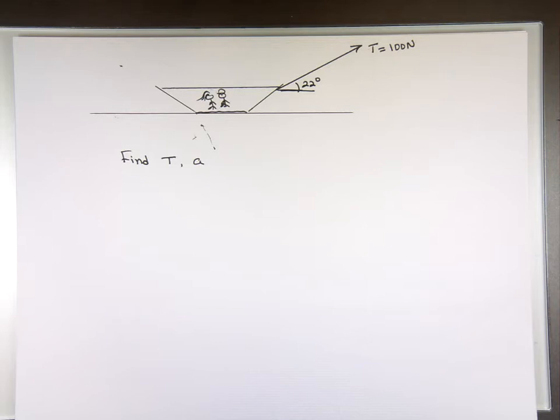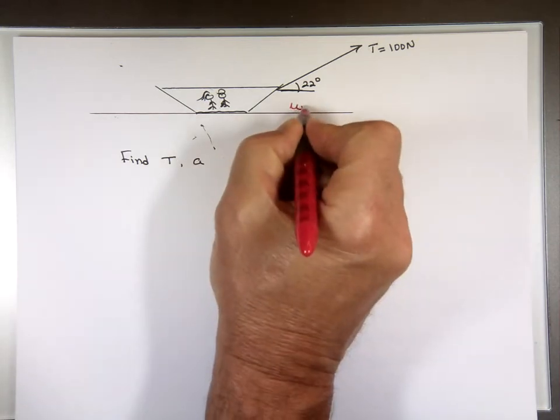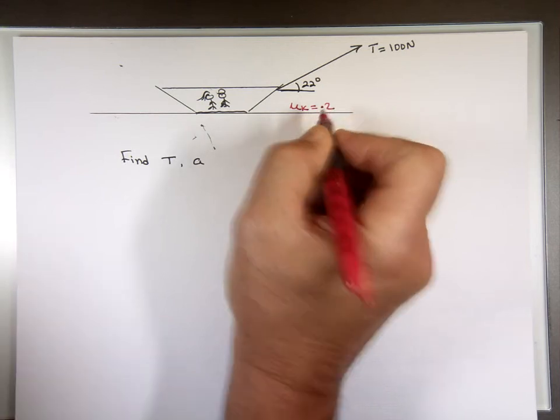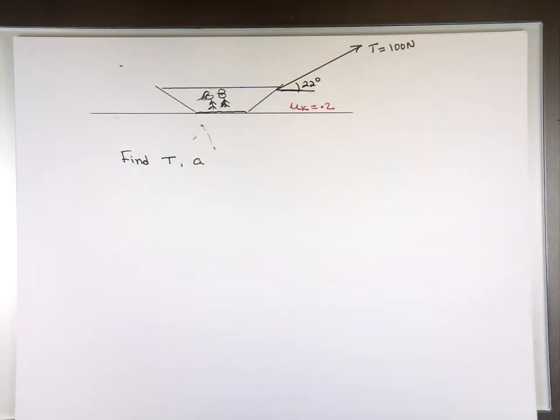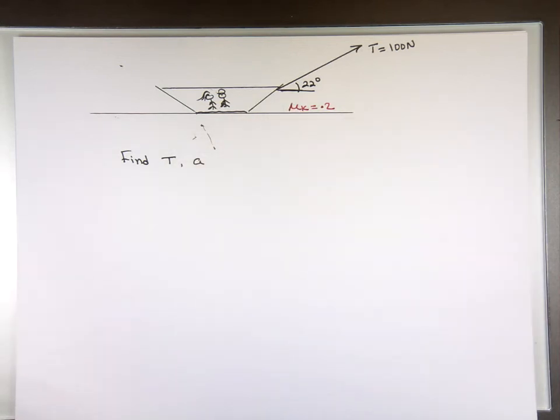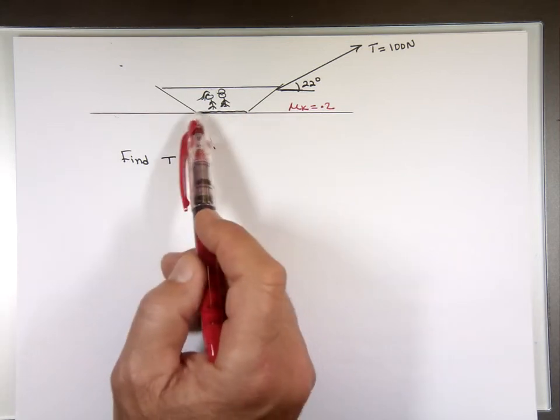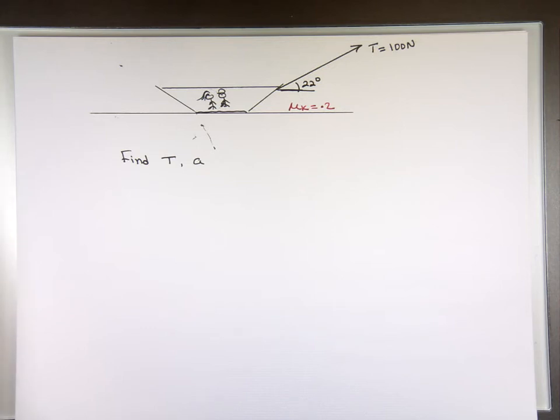The only thing I have to give you, because there's friction here, and you're moving, let's say mu k equals 0.2. The coefficient of kinetic friction is 0.2. That's between the snow here and the sled. So let's look at this and write all the forces acting on it. Let's see if you remember.